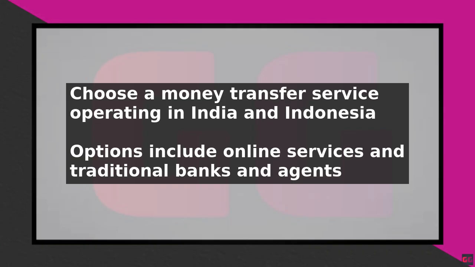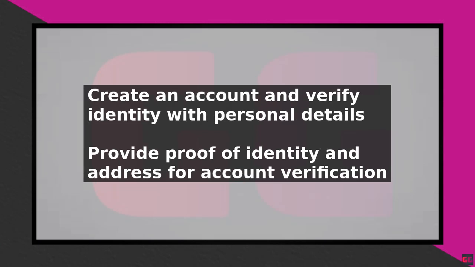Once you have selected a service, you will need to create an account and verify your identity. This typically involves providing some personal details, such as your name, address, and date of birth, as well as proof of identity and proof of address. Next, you will need to add the recipient's details, including their name, address, and bank account details if you are sending money directly to their bank account.